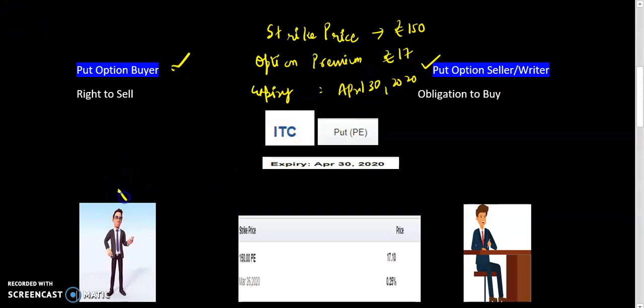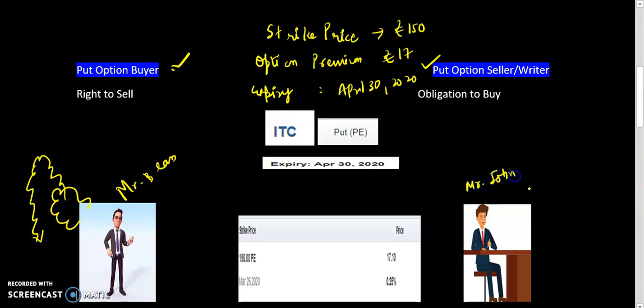Mr. Bean believes that stock price of ITC will fall within 1 month's time. Mr. John hopes that stock price of ITC will go up in near future within month's time. Mr. Bean is bearish on stock price of ITC. Mr. John is bullish on stock price of ITC.